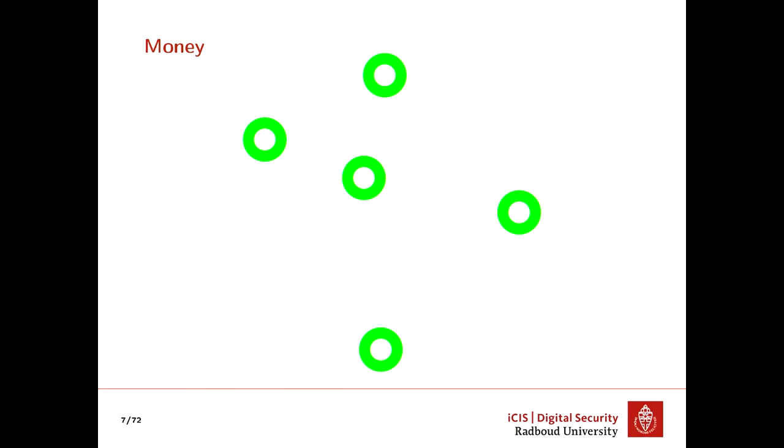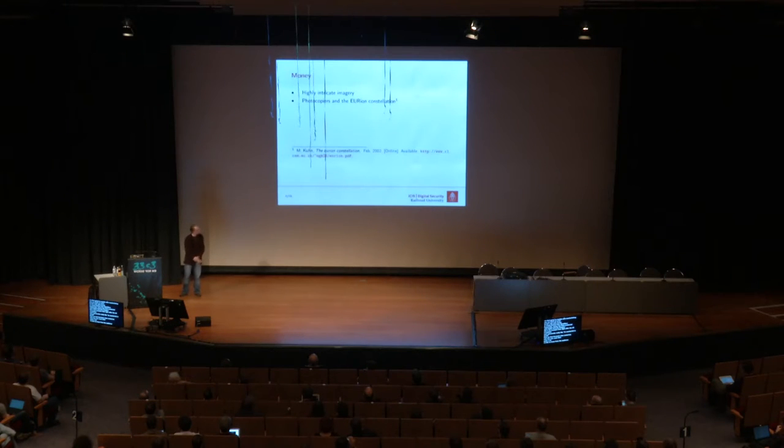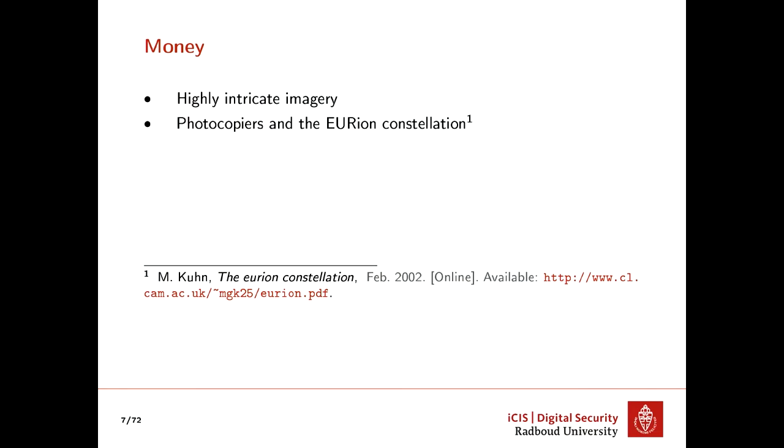Then we fast forward a few centuries, and I would like to know from the audience who has ever seen this. Quite a lot. Can anybody tell me what it is? The Orion constellation. It's intended to prevent photocopiers from copying your money. So when the photocopier detects this thing, it will just say, "I don't want to copy." You can actually use this on your own stuff if you want.